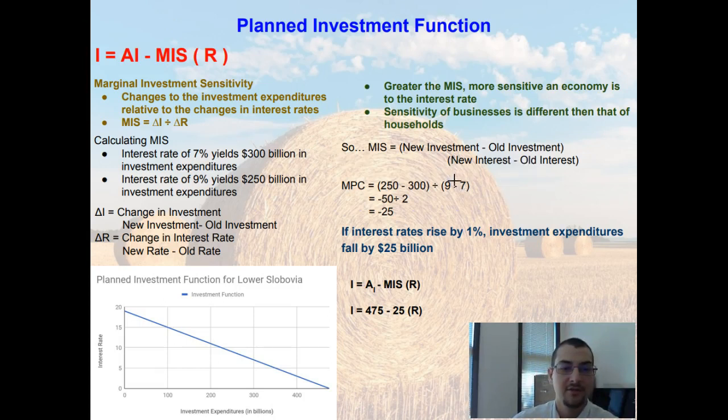So if we dive into this a little bit more, 250 minus 300 is negative 50, divided by 9 minus 7, which is 2. So then we have negative 25. What that means is that if the interest rate would rise by 1%, then the investment expenditure is going to fall by $25 billion. And as you see, if we would have put in decimal places, it would have actually kind of thrown all of these off.